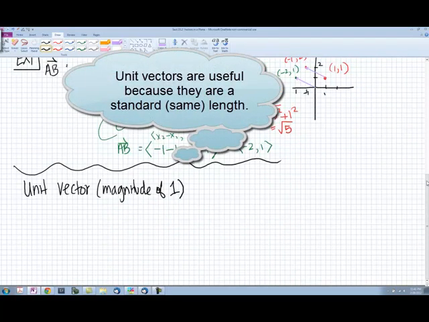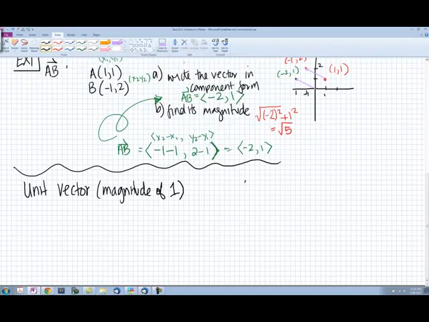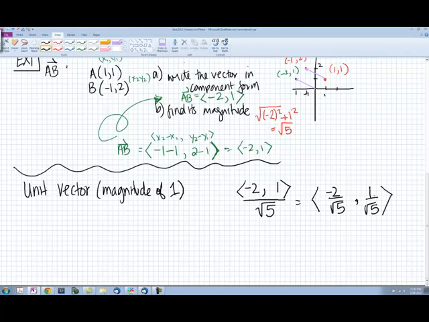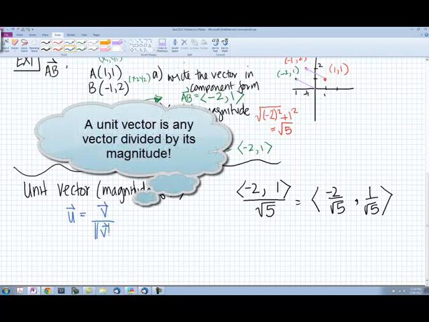What was our magnitude of the vector that we did in example 1? It was square root of 5. Well, if you take your vector, which is ⟨-2, 1⟩, and divide it by radical 5, I would now get ⟨-2/√5, 1/√5⟩. I have now forced my vector into the length of 1. A little definition for it: vector u will be any vector divided by its magnitude.